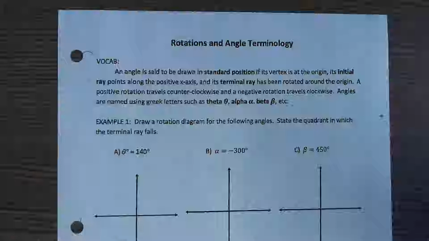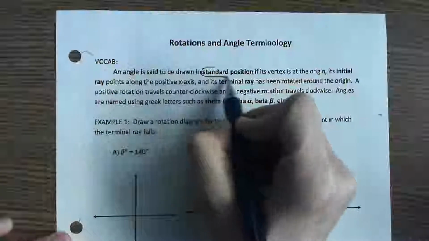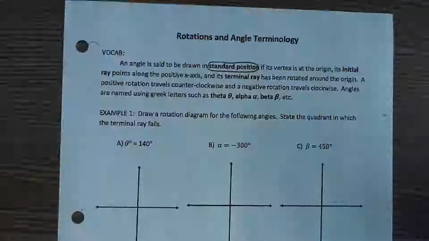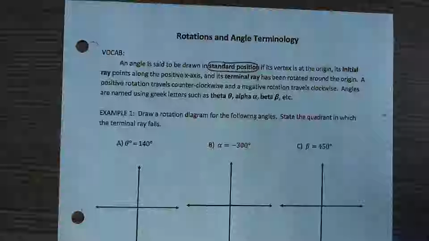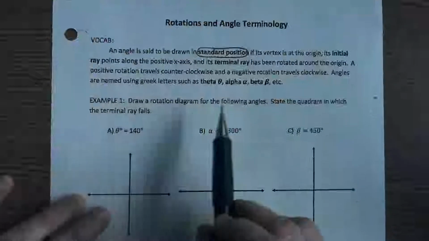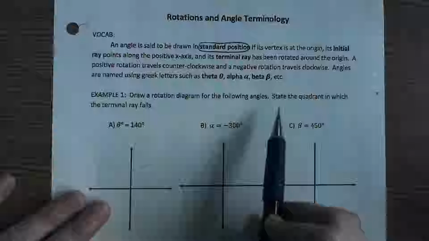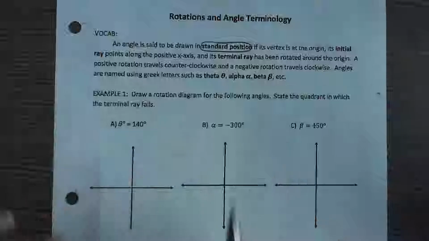An angle is said to be drawn in standard position. So we'll be drawing a lot of angles in standard position. If its vertex is at the origin, its initial ray always points along the positive x-axis, and its terminal ray has been rotated around the origin. A positive rotation travels counterclockwise and negative clockwise. We'll come back to all this because it'll make more sense once you see it. Draw a rotation diagram for the following angles. State the quadrant in which the terminal ray falls.